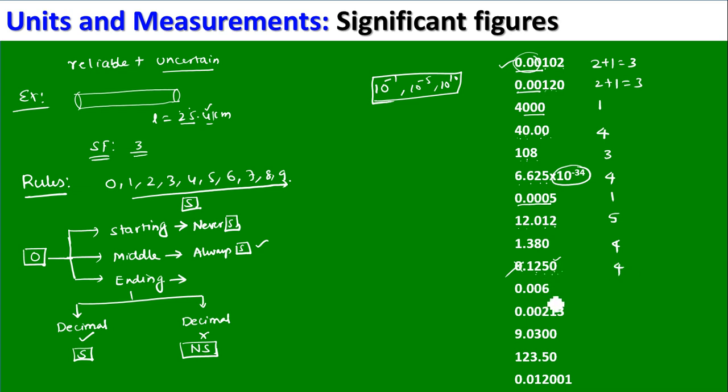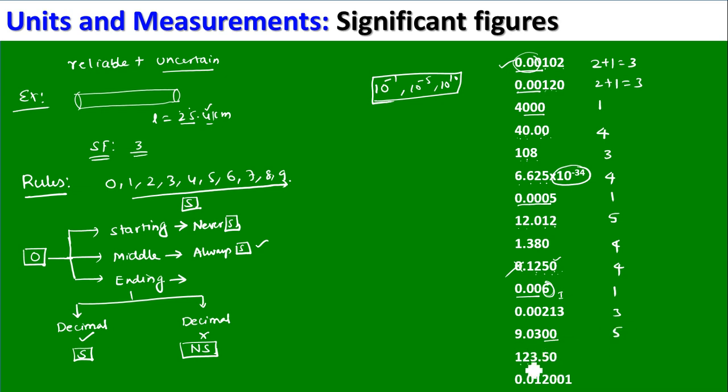Next 0.006. So here if you see, this digit is 1. I mean this is one significant figure. And what about these 3 zeros? They are starting zeros. Starting zeros are never significant. So 1. Now in the next number, these 2 zeros are ending zeros, so you should consider them as significant figures. This zero is a middle zero. You should consider it. So 5.